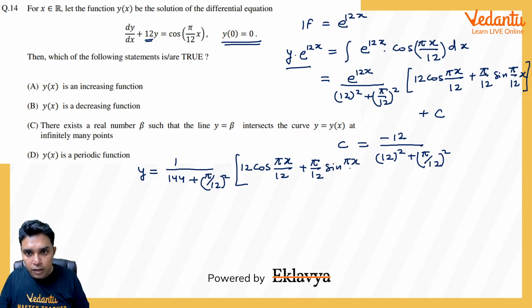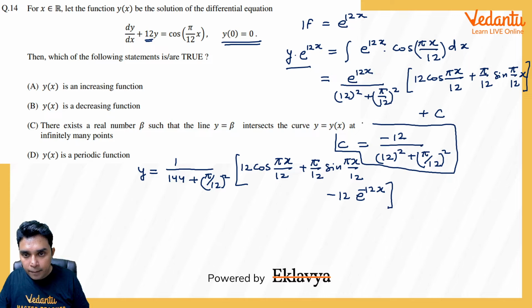Okay, and I think I can write minus 12 e power minus 12x here, because of this c which we obtained. If I write it here, this 1 upon 144 plus pi upon 12 square will go common, and minus 12 can be written inside the bracket, and this e power 12x which I am dividing, it will be coming like this. So this is what we are getting as the solution.